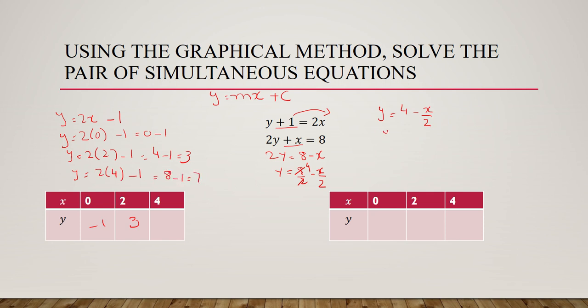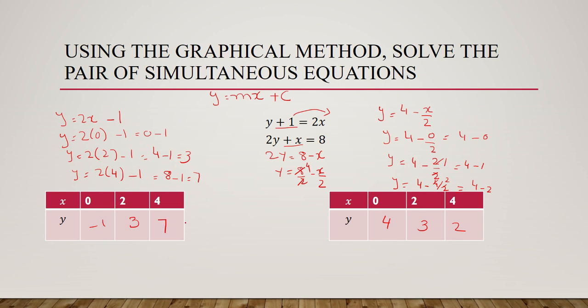Over here, y is equal to 4 minus. Now instead of x, I will write 0. 0 upon 2 is 0. So 4 minus 0 is 4. Now second, I will take 2. 2 upon 2 will become 1. So 4 minus 1 will be 3. And y is 4 minus 4 upon 2. So 4 upon 2 is 2. 4 minus 2 is 2. So these are our, I did not write this 7. These are our table of values.